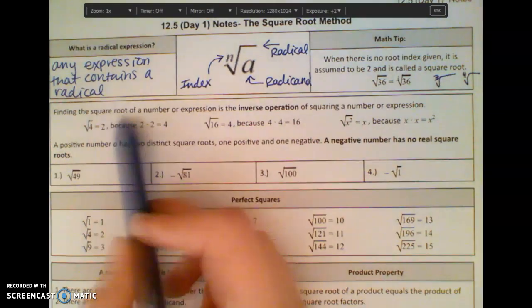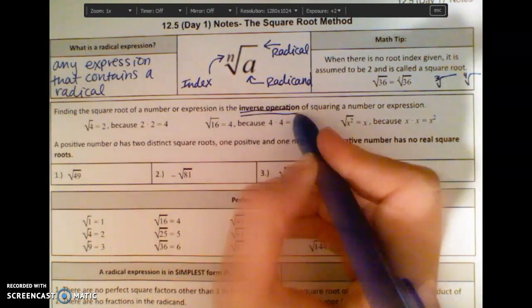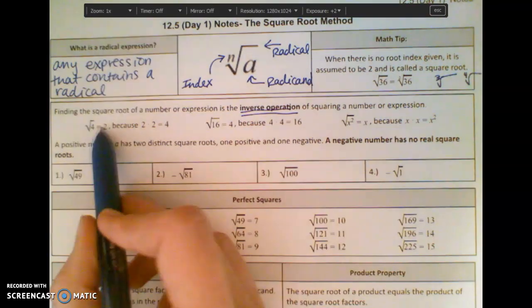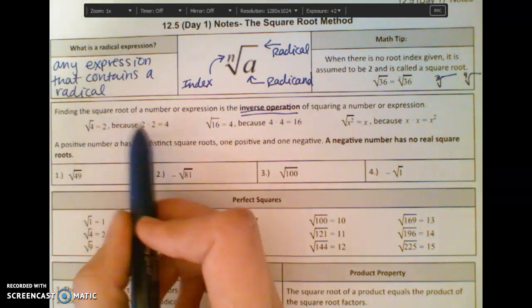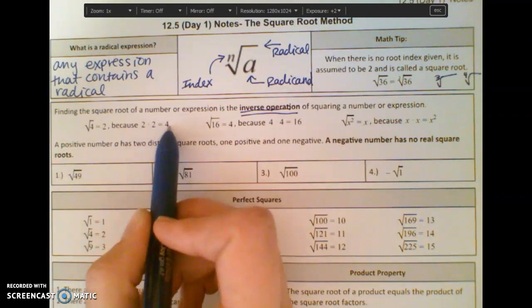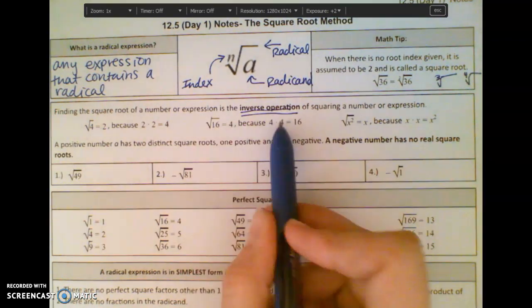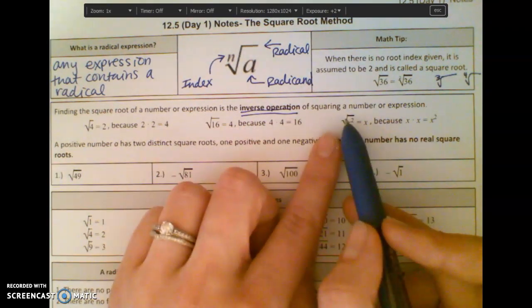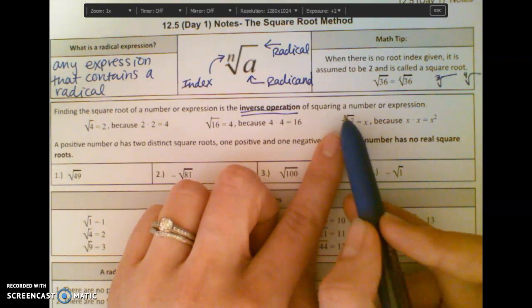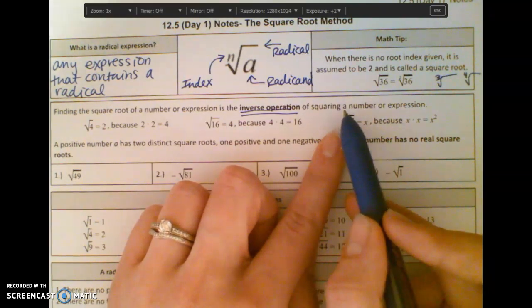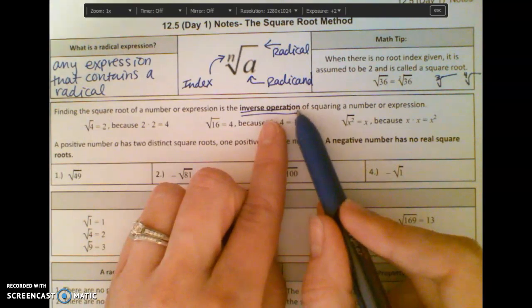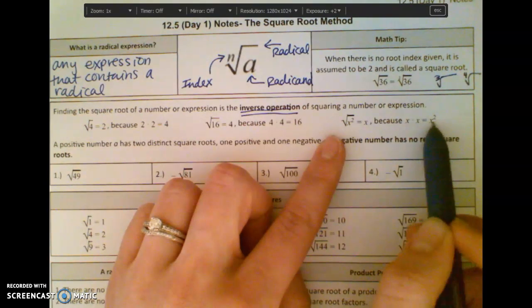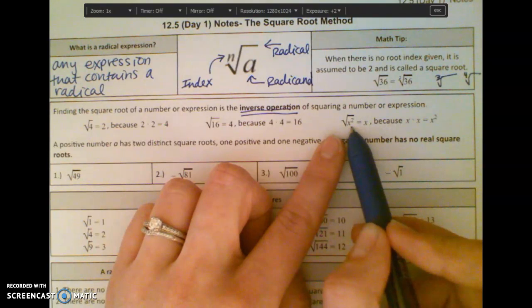Finding the square root of a number or expression is the inverse operation of squaring a number or expression. So the square root of 4, we know that is 2 because what times itself gives us 4? 2 times 2 is 4. The square root of 16. 4 times itself is 16, so the square root of 16 is 4. What about the square root of x squared? The square root and the squared actually undo each other, and that is why they're called inverse operations. So we ask ourselves, what times itself is x squared? Well, x times x is x squared. So that's why the square root of x squared is x.